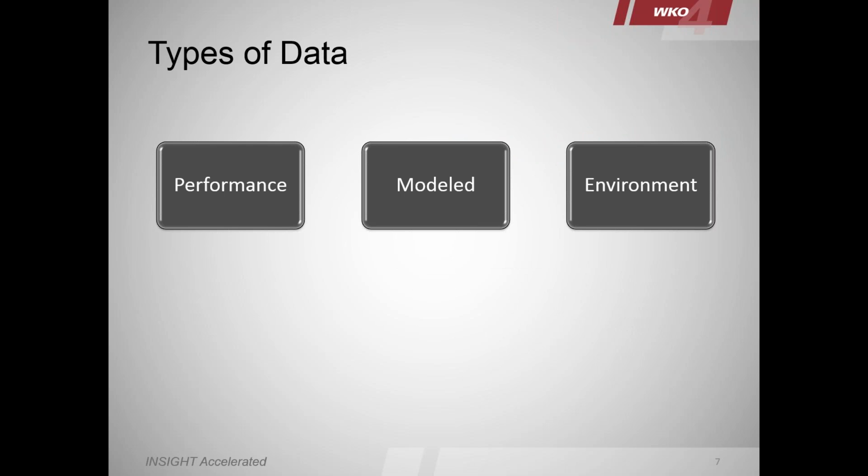When you start thinking about the data that we work with in endurance sports, we can break it into 3 categories: performance, modeled, and environment. Some examples, but certainly not limited to. With performance, you're thinking about generated data: power, cadence, pace. Data that is typically known as a channel in the WKO4 world, or a variable, is data that is generated by performance.